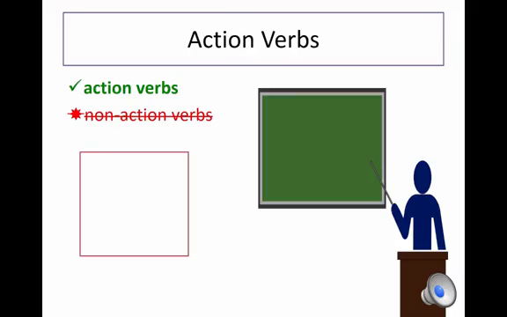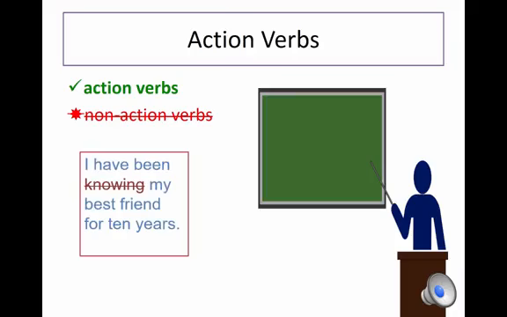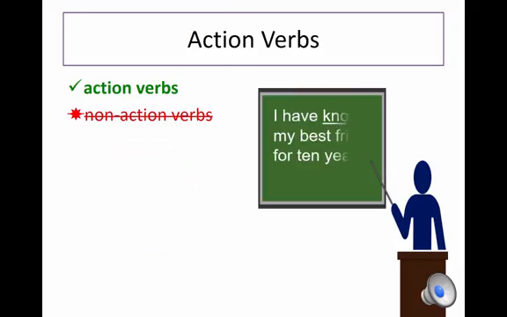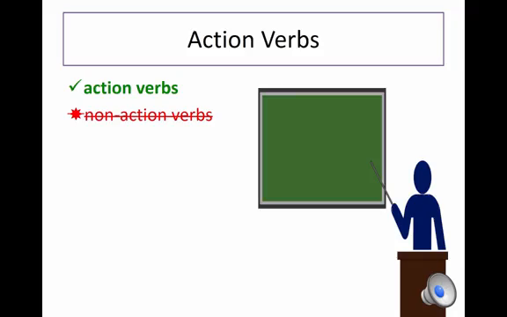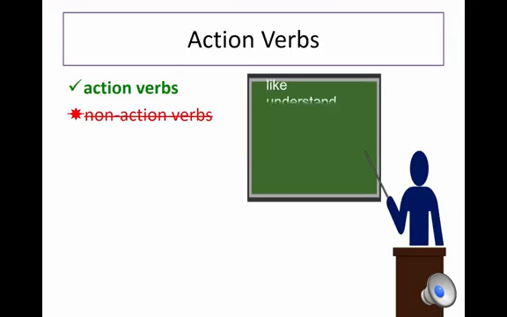For example, we cannot say, I have been knowing my best friend for 10 years. That sounds terrible. Instead, we would say, I have known my best friend for 10 years, using the present perfect, not the present perfect progressive. Here are a few more examples of non-action verbs that we shouldn't use with the present perfect progressive, except in special cases. Like understand, seem, taste, have, appear, prefer, and there are many others.